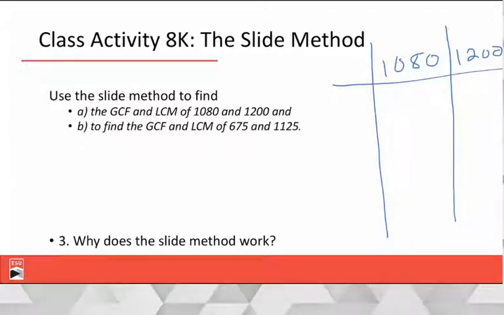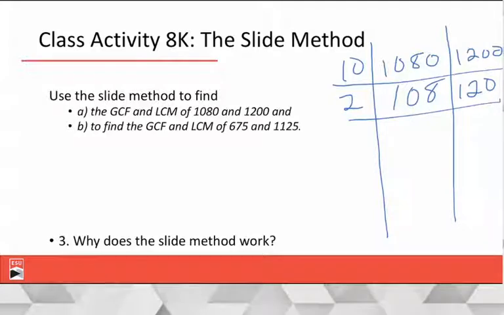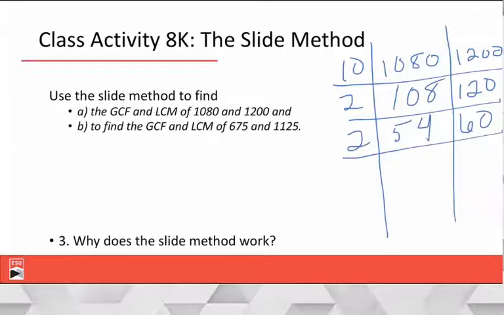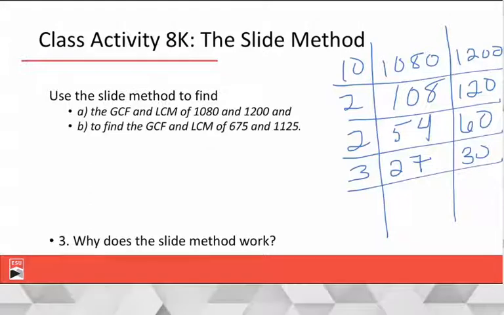factors of both. Well, I know there's at least a 10 in there, right? There's 108 and 120. I can take at least another 2 out. That'll be 54 and 60. There's another 2 in there. We have 27 and 30. We can take a 3 out, and we get 9 and 10. 9 has just 2 3's in it. 10 has a 2 and a 5. And so there's nothing else we can find.